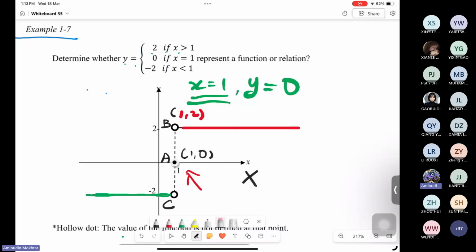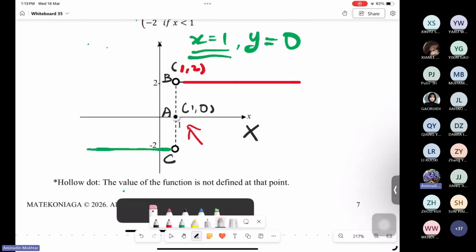The value of x, the value of y is 0. So at point B, we can conclude that we must draw the hollow dot, the white dot, to show that the value of the function is not defined at that point. That's why we need to draw the white dot or the hollow dot to show that at that point the value of y does not exist.